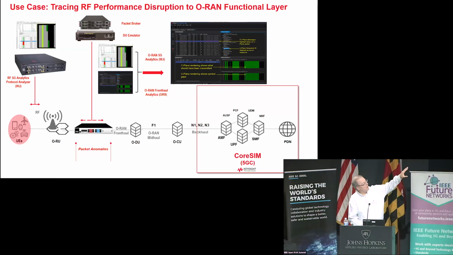Now, the way we modeled this was we actually took a network emulator unit and put it in between the DU and the CU. And so what we did here was we were dropping packets to model an imperfect network. And then we used that same interface to capture packets and look to see what we had in terms of the anomalies.